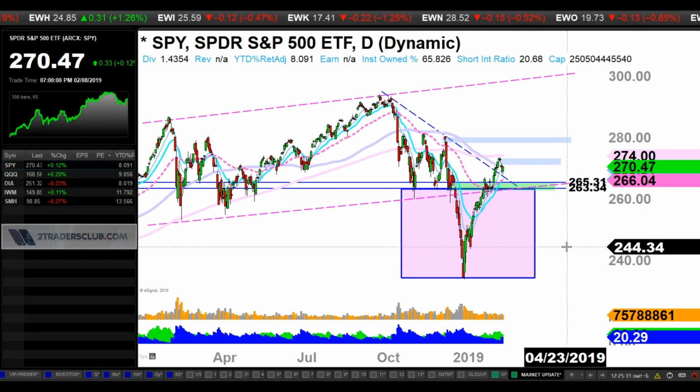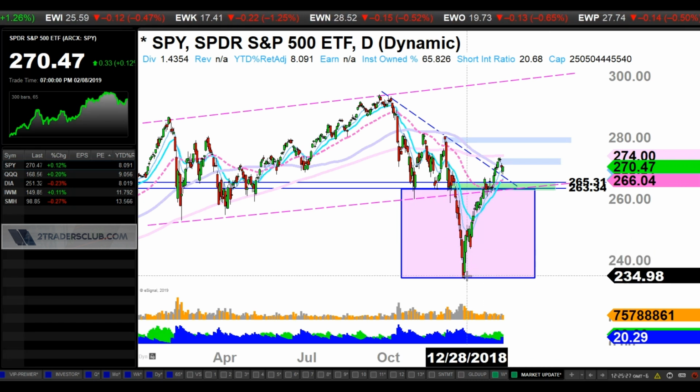Still, I've been saying this for weeks now. I don't believe we're going to come all the way down to 235 to retest a low. I think a lot of people might still be waiting for that. I don't believe that's going to happen. A lot of people still think that a recession is going to come this year. That's not going to happen. A bear market is not going to start.